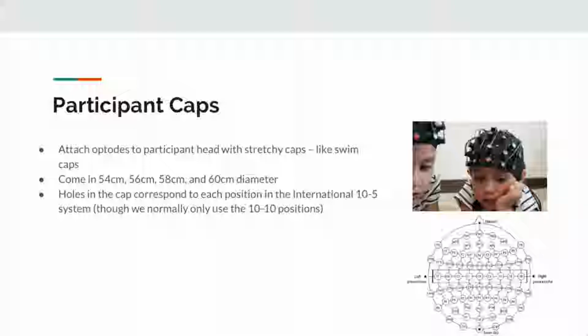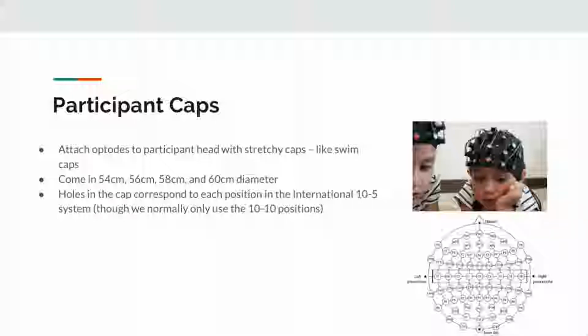is a positioning system used by EEG imagers for a really long time. It uses external landmarks on the head for consistent placement of electrodes or optodes on participants. It's based largely on the idea that people's heads are not sized the same, but they're proportionate to each other.